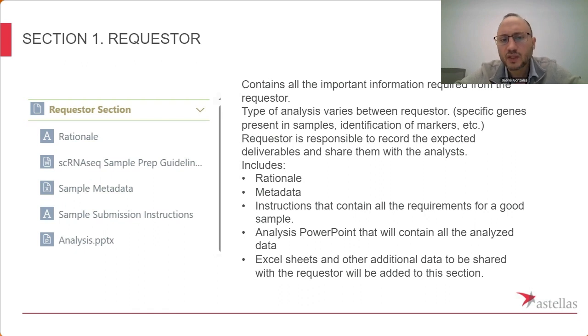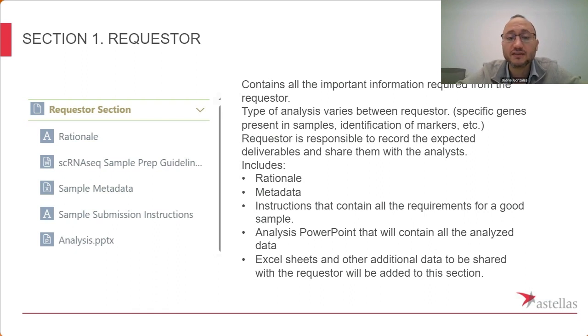The third point is the instructions. We want to give the requester all the instructions that are required for a good sample, how to prepare the sample, especially for single cell RNA-seq. This is very important: how to generate a clean sample that we can then use. This is important because the quality of the reads will depend on the quality of the sample. It's the good old adage, garbage in, garbage out, right? So if they send us a good sample, we'll be able to give them the best analysis possible.